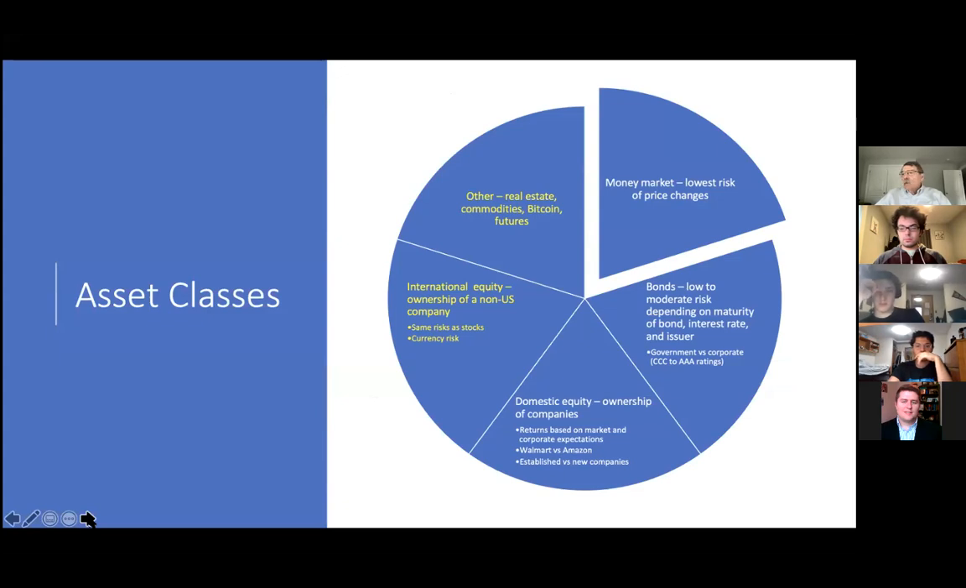Okay. So when you talk about investments, there are more things to invest in than stocks. And so what this wheel is, it breaks out the most common types of investments. And I come from a background of institutional investment.